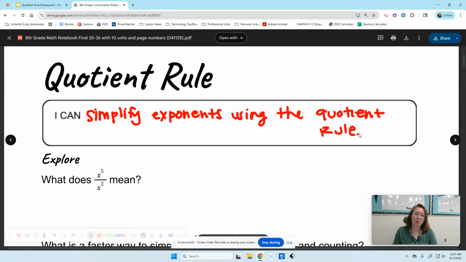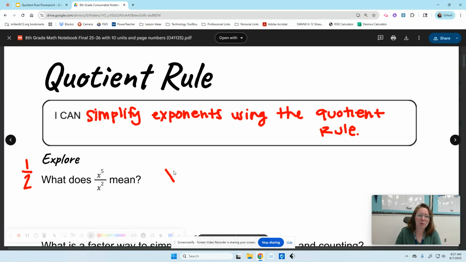Okay, well remember product that we did yesterday, product meant multiply. Quotient means divide. So here, what does x to the power 5 divided by x to the power of 2 mean? It looks like a fraction. Well, a fraction is really the same as just divide, right? If you have a fraction, 1 over 2, it really means 1 divided by 2. We just leave it as a fraction, 1 over 2.